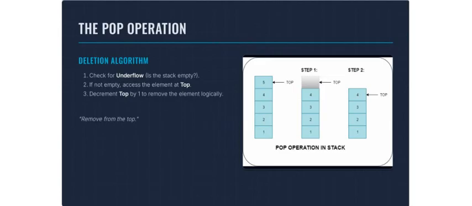So for popping, the top will be pointing at the top element. If you remove one thing, the top automatically gets decremented, it comes down. When you push, it goes from down to the top, and the top pointer gets incremented. When you pop, the top value gets decremented.